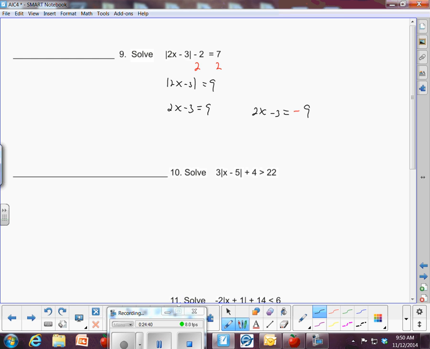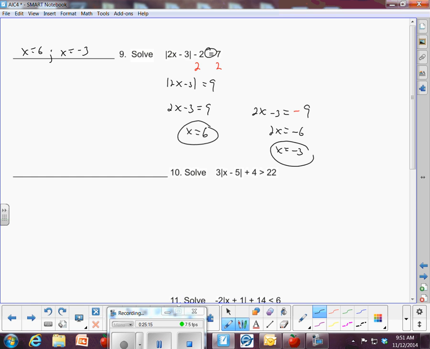Now solve each little equation. I'm going to add a positive 3 to both sides, and I'm going to divide the 12 by a 2 and get 6. I'm going to add a positive 3 to both sides. At that point, I get 2x equals what? Negative 6. Divide the negative 6 by 2, and I get negative 3. And those are the 2 solutions you'd put in the blank. This is an equation, right? So this would be x equals 6, x equals negative 3 in the blank.